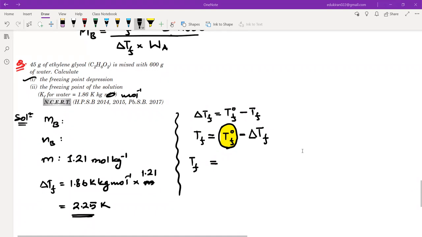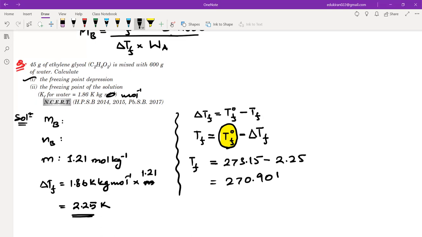Ha, Samaira, correct. Approximately correct, Hania. Tell you, T naught minus TF will be what? 273.15 minus TF is equal to 2.25. So this will be equal to how much? This will be equal to 270.90 Kelvin. Please write this down. Let me know when you're done.